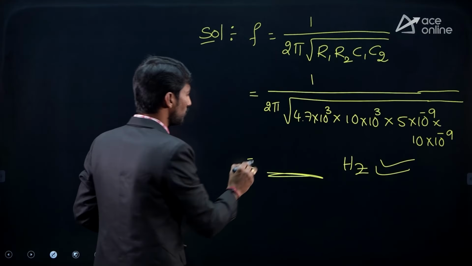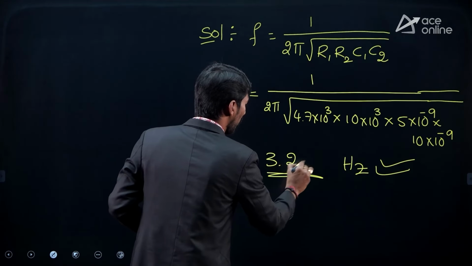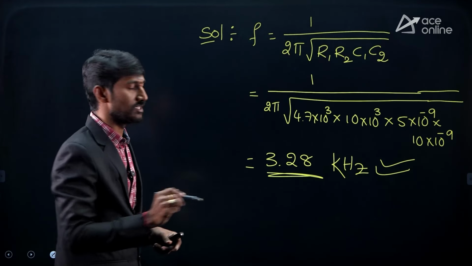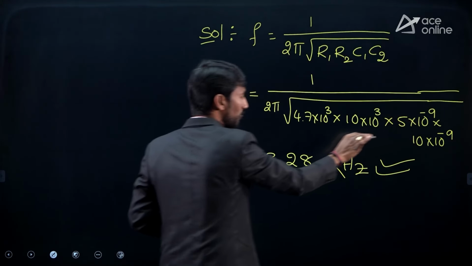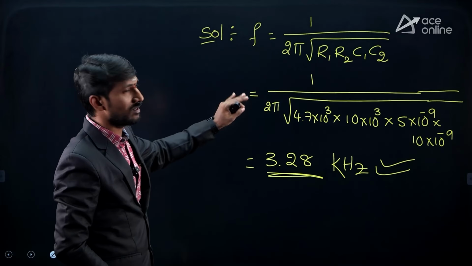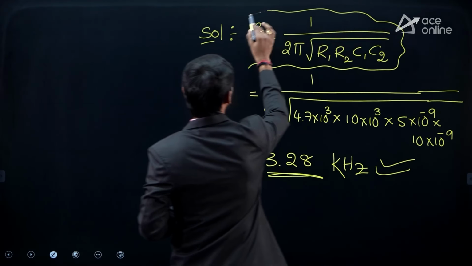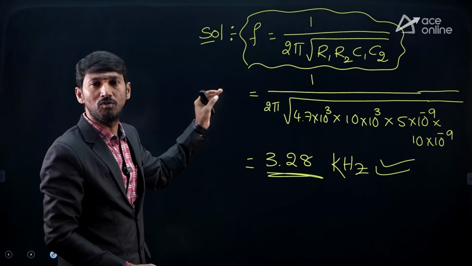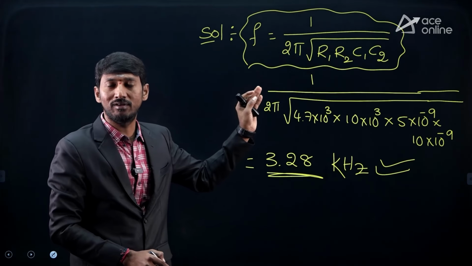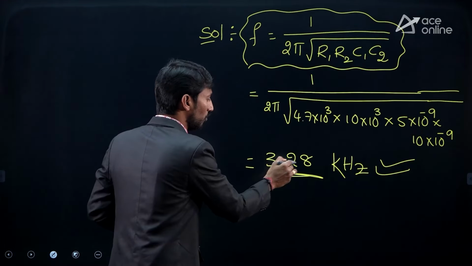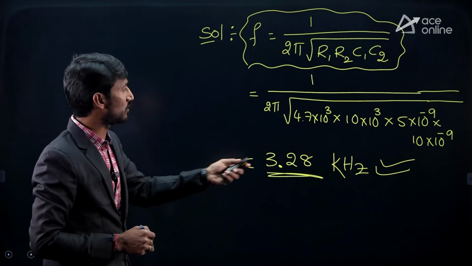If you simplify this, you are going to get 3.28 kilohertz. Questions like this may be possible, with direct substitution. But the very important thing is remembering this formula: f equals 1 by 2 pi root of R1 R2 C1 C2. So the answer is 3.28 kilohertz. Next question.